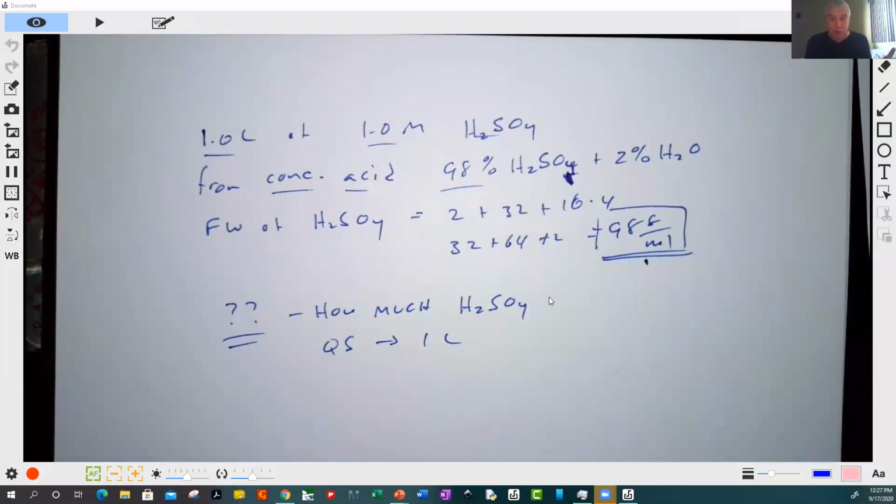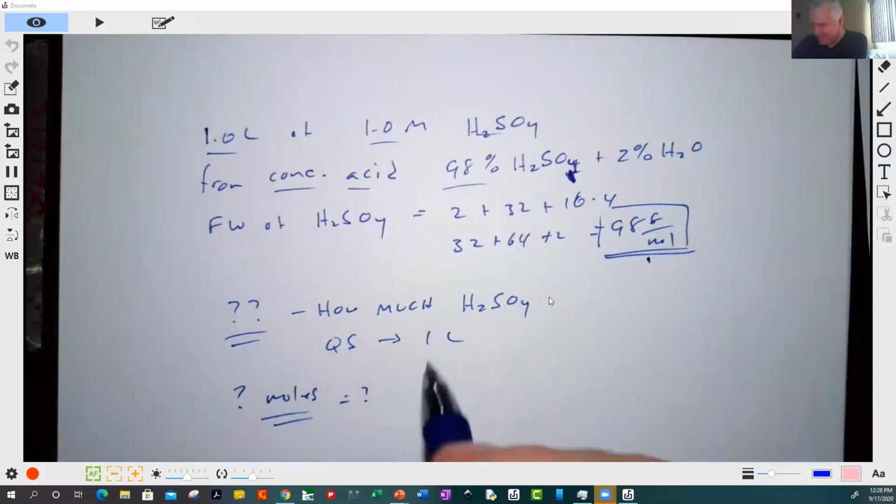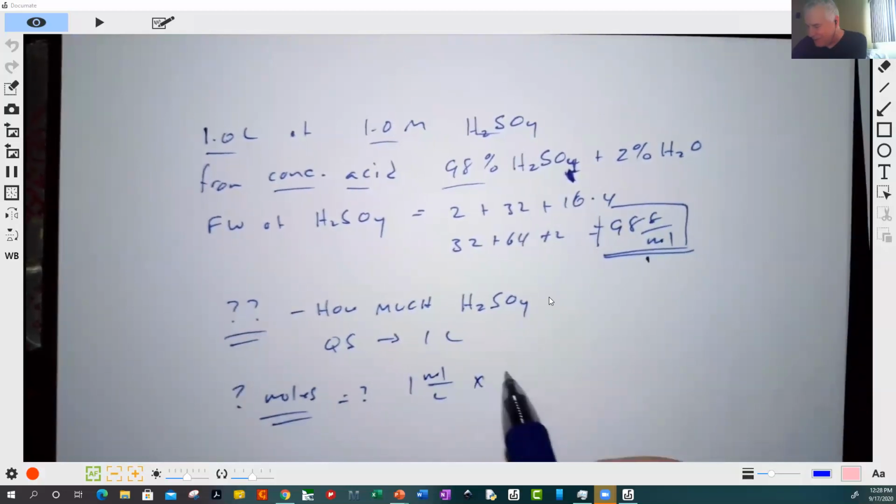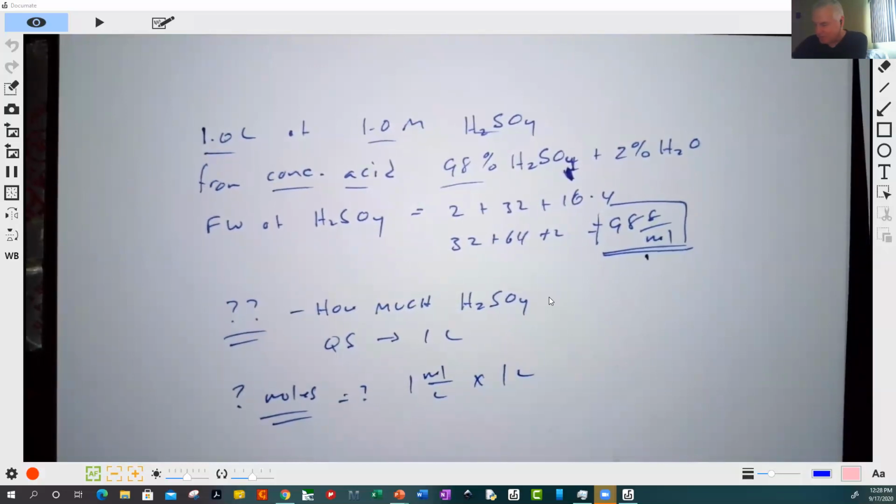So, well, how many moles? How many moles do we need? Right? That's an easy one, guys. One mole? Yeah. Why? It's just 1 mole of H2SO4. Yeah, but what if it was something different? It's not always 1 mole, right? It's 1 molarity, 1 mole per liter, times 1 liter, right? All right. Yeah. 1 mole. Okay.